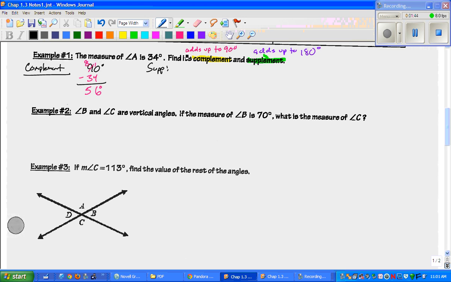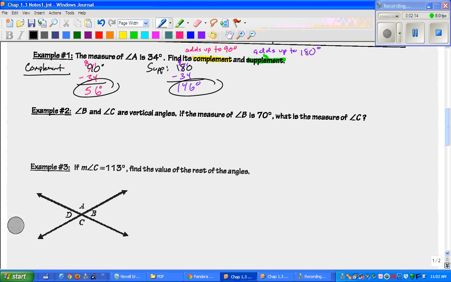And then for the supplement, you do the same thing, except instead of 90, you're going to use 180. Once again, borrow, 5 becomes a 5, becomes a 7. It's a little early for me today. So 56 degrees and 146 degrees are the complement and the supplement.